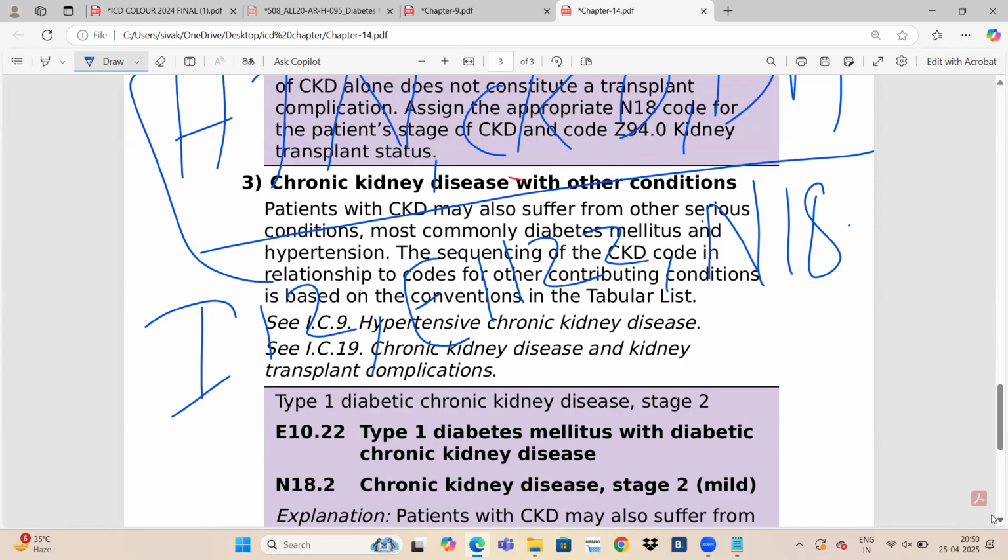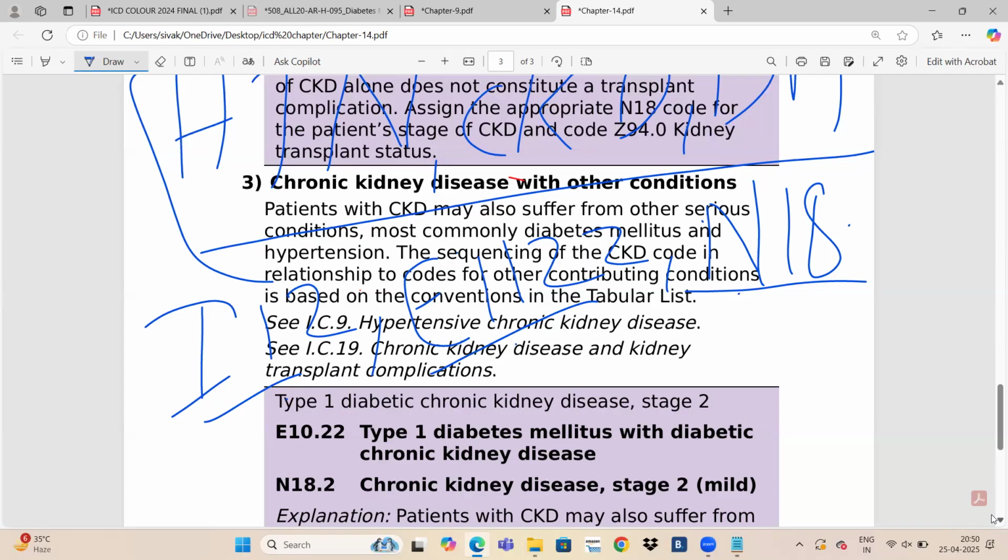Remember, if a patient has CKD, diabetes and hypertension, check the reason for the encounter. If the reason for the encounter was unrelated and these are all documented in history, they are not reasons for the encounter. Then follow this guideline: hypertension combination, DM combination, then CKD. If the reason for the encounter is related to diabetes complication, then E11.22, then I12, then N18.